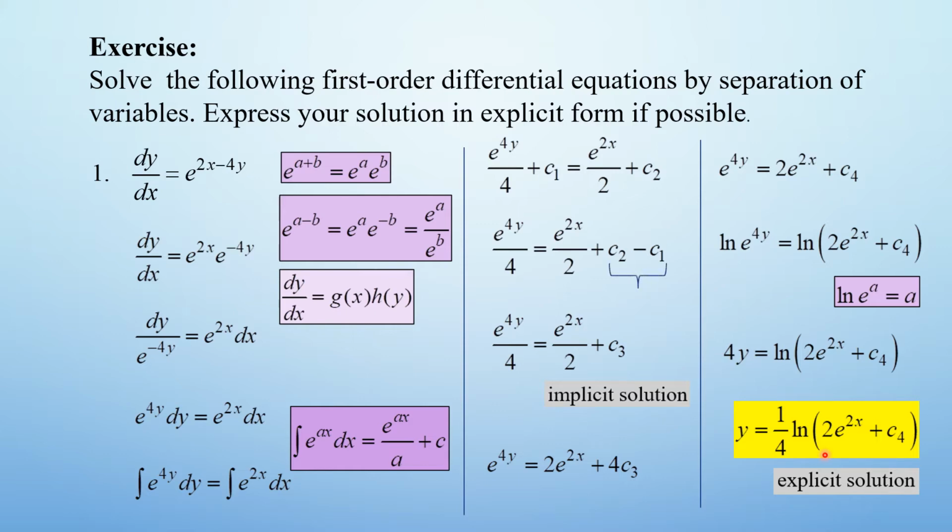Now take note that in this example of the solution, I labelled the constants as C1, C2, C3, and C4. From now on, we are not going to label the constants. Instead, for every constant, we're just going to call it C. For example, C2 minus C1, I'm just going to call it C.